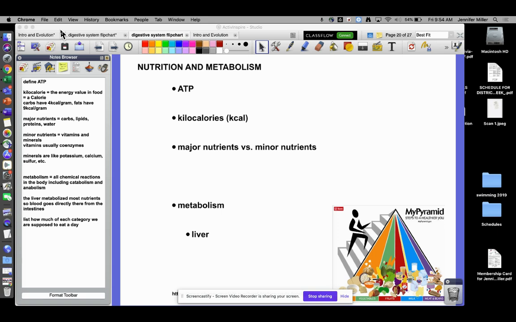All right, so let's take a look at nutrition and metabolism. First of all, what we all need for energy is ATP. So this you should remember from biology. ATP is adenosine triphosphate.